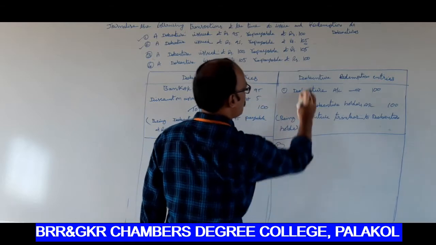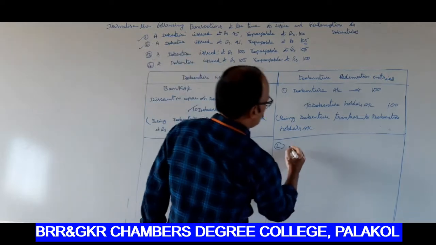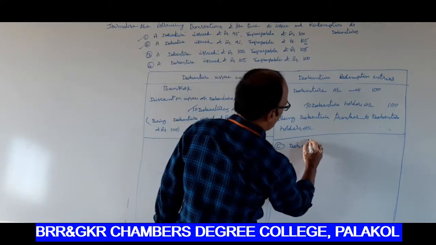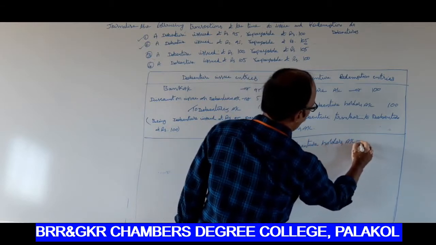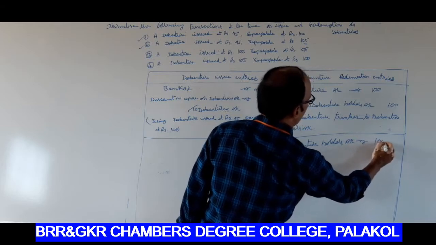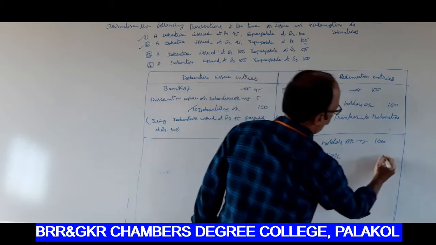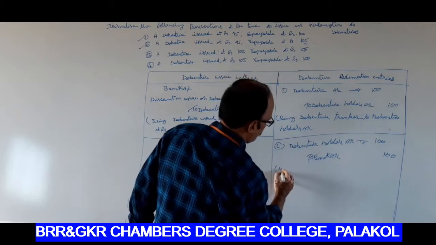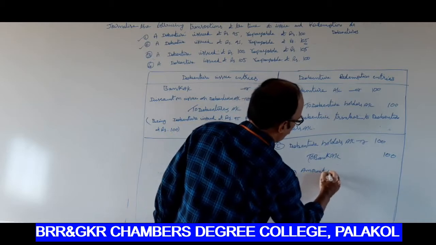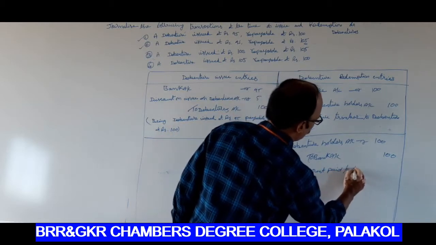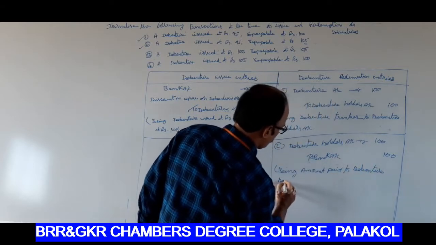Second journal entry, amount paid to the debenture holder. How much amount paid for each debenture? 100. Second journal entry, debenture holders account debit 100 to bank account 100, being amount paid to debenture holder.